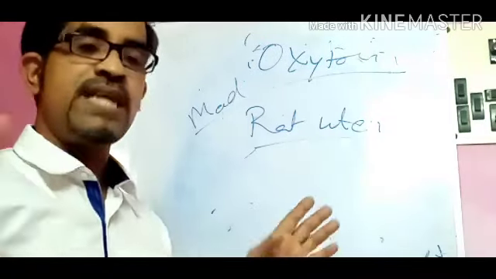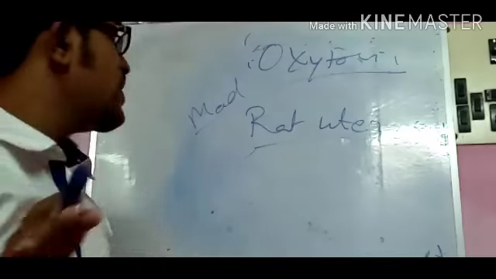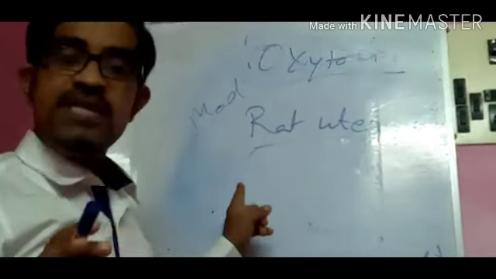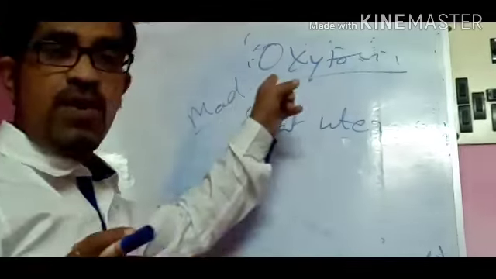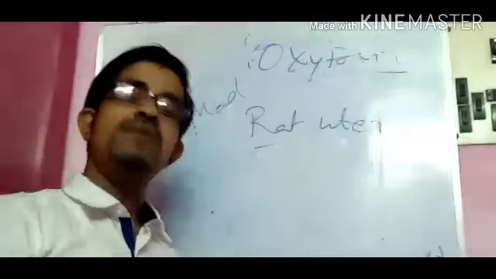Don't take a very old adult female; you have to select a young adult female. Then what is the principle? Principle means, as I told you, oxytocin is a hormone which is responsible for the contraction in the uterus.